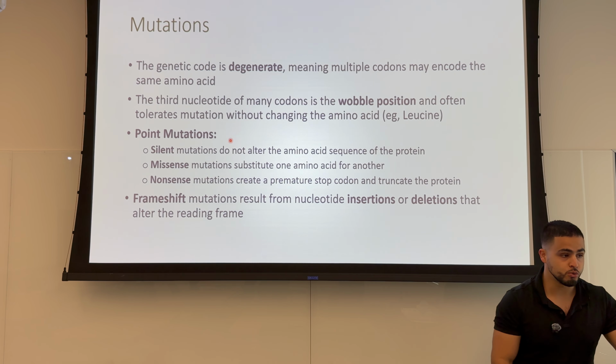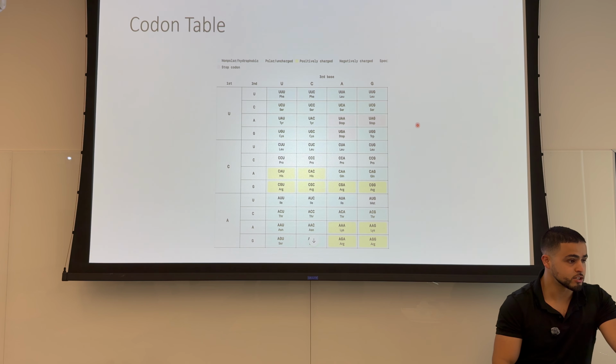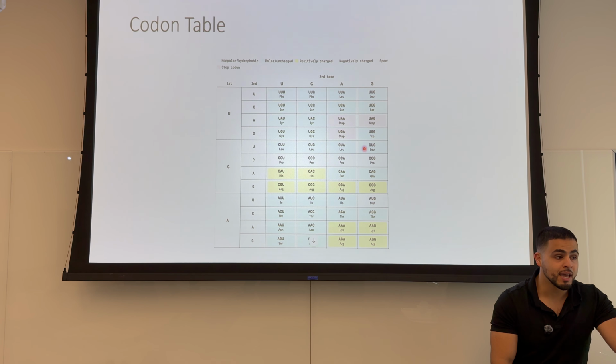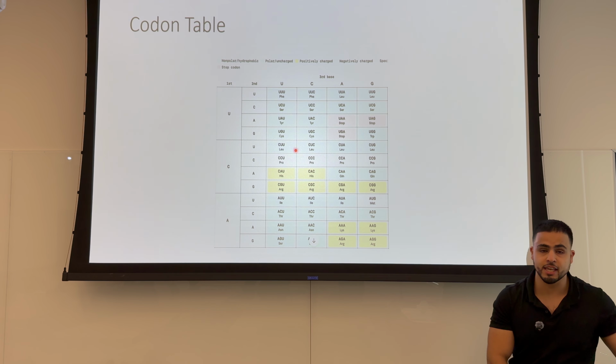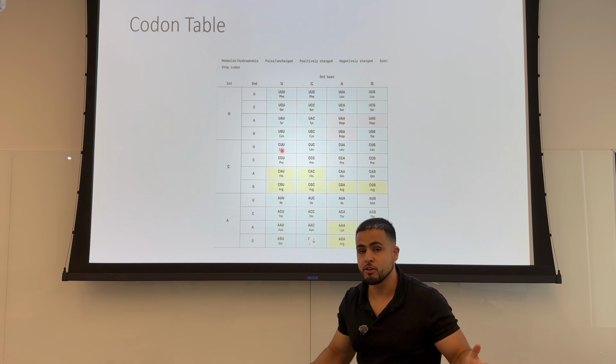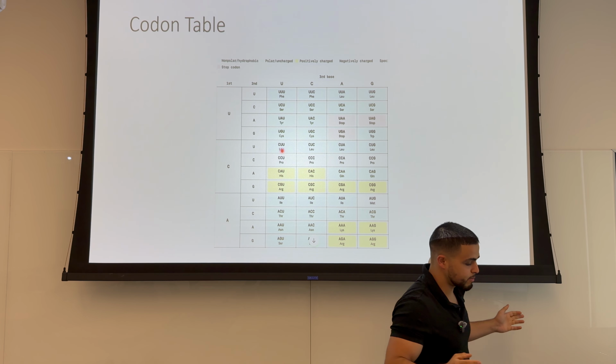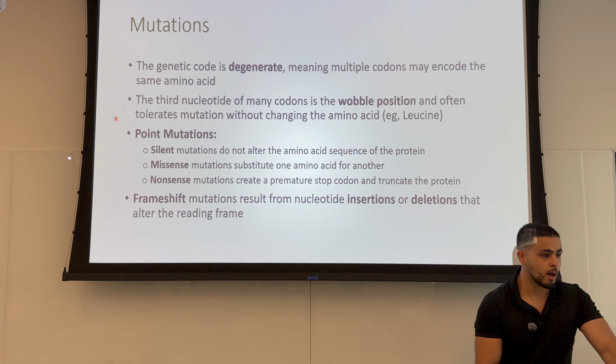If you take leucine as an example, let's go back to our codon table. You can see that leucine can be encoded by CUU, CUC, CUA, and CUG. Notice the first two letters are the exact same. That's because just in case you have a mutation in that third letter, you'll still get leucine and you won't disrupt the overall structure of the protein.